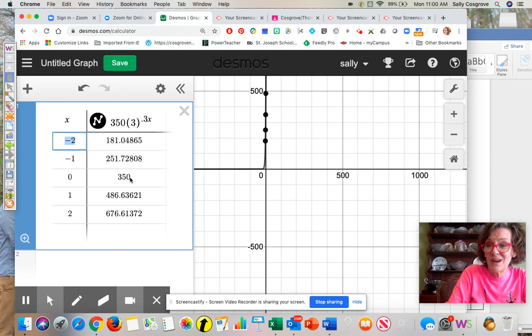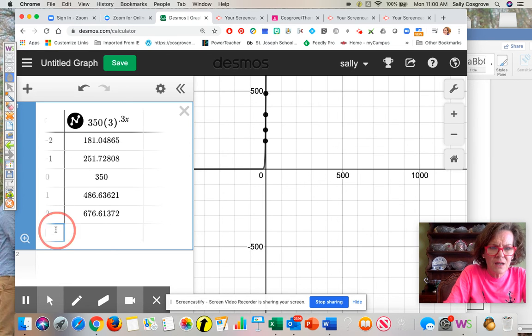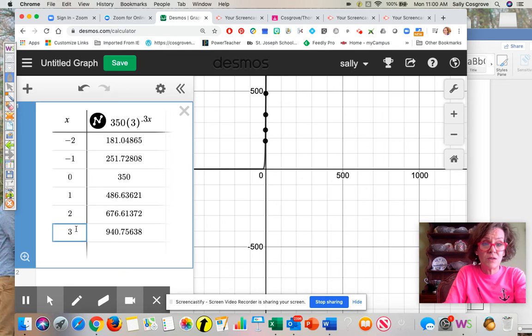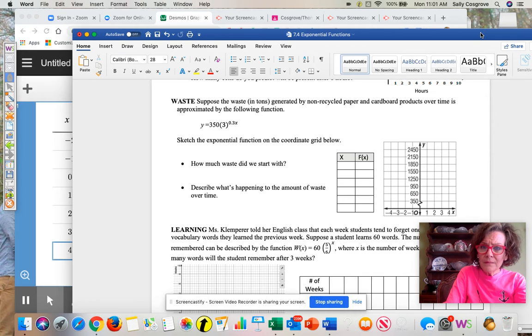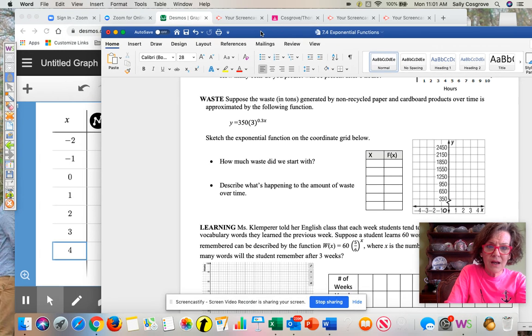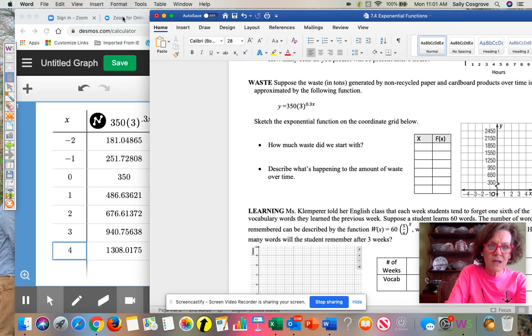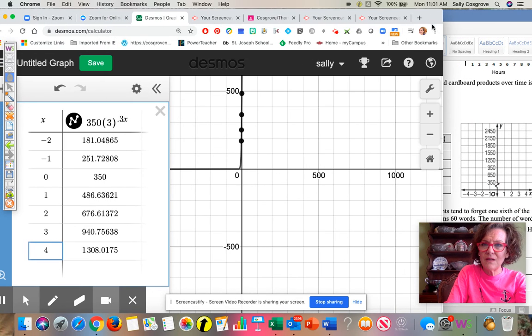So how many were there at the beginning? 350. When x is 1, y is 486.6, so we'll probably round that. When x is 2, it's 676. So maybe we want to know what it is when x is 3. See, we can type the numbers in, and Desmos will generate the y values for us. 940. What about when x is 4? 1308. So let's come over to our table and see if we have enough to fill in some of those values. And I think that we do.